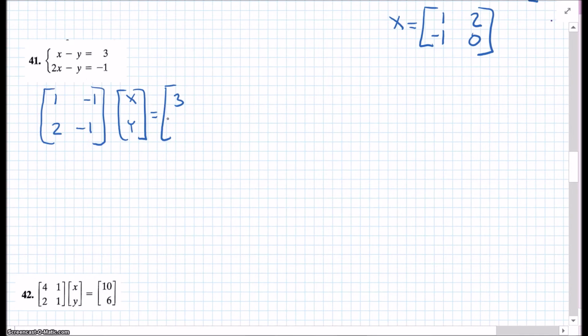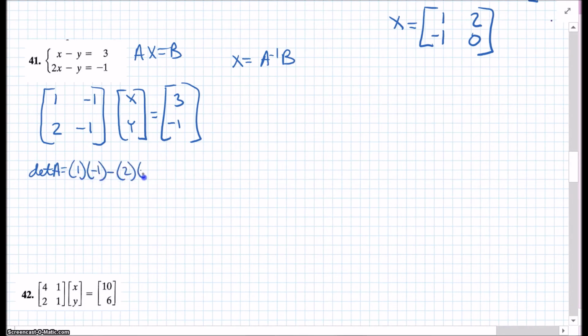My constant is negative 1. So now I have it looking like AX equals B. So again, we know X equals the inverse of A times B. So we've got to find the inverse of A. First thing is, let's find the determinant of A. It's going to be 1 times negative 1 minus 2 times negative 1, so negative 1 minus negative 2. So the determinant is 1.